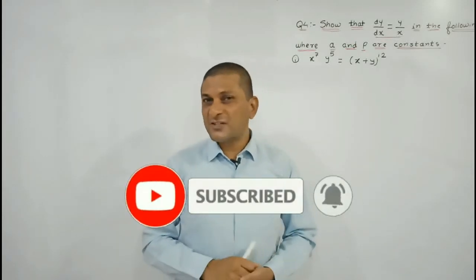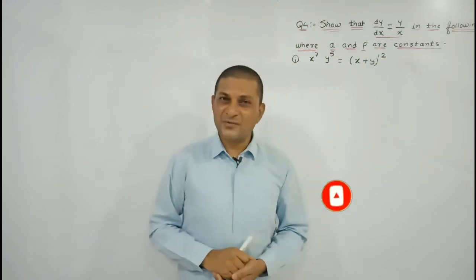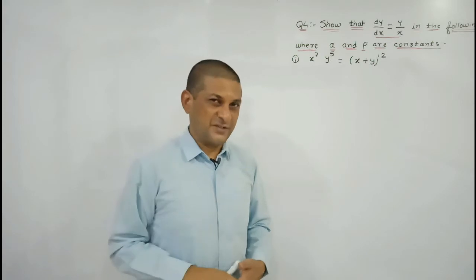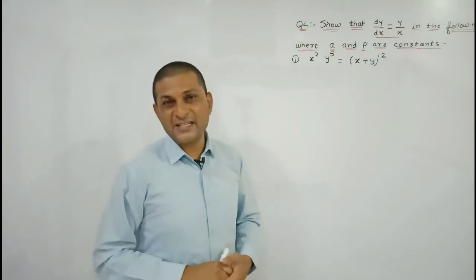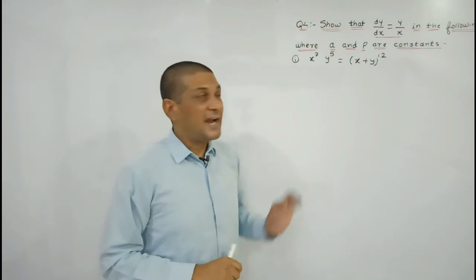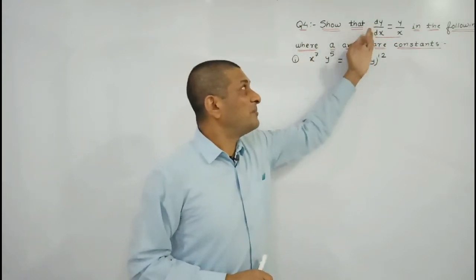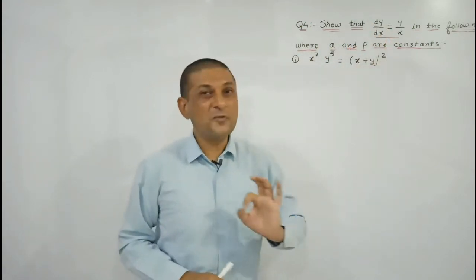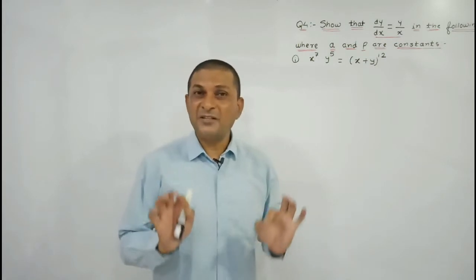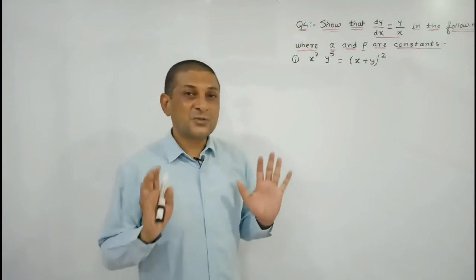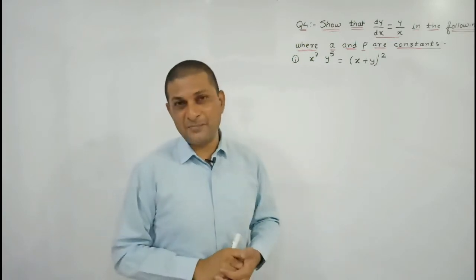In this video we are solving questions from exercise 1.3. Up to the last video we have completed the first 3 questions. So now let us try to solve the examples from question number 4, and in each example from this question we have to show that the value of dy by dx will be equal to y by x. So observe the nature of the example.